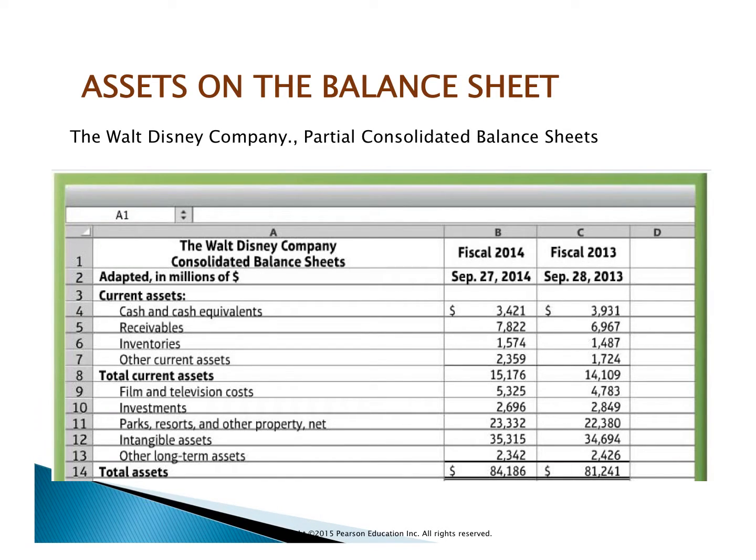As an example, here's Disney's partial consolidated balance sheets. It is dated at the moment in time when the accounting period ends, which is September 27, 2014, and September 28, 2013. The report begins by showing all of the current assets, then the long-term assets, to arrive at total assets.